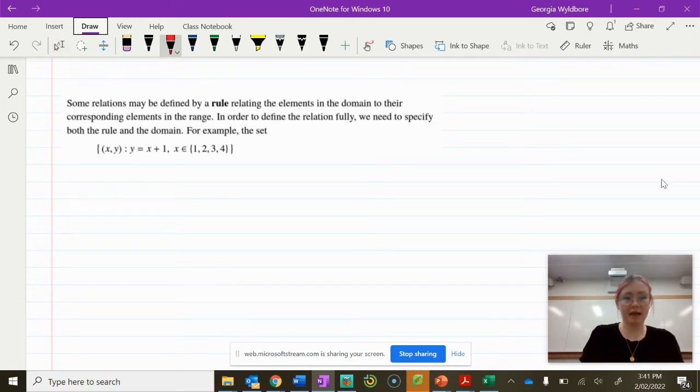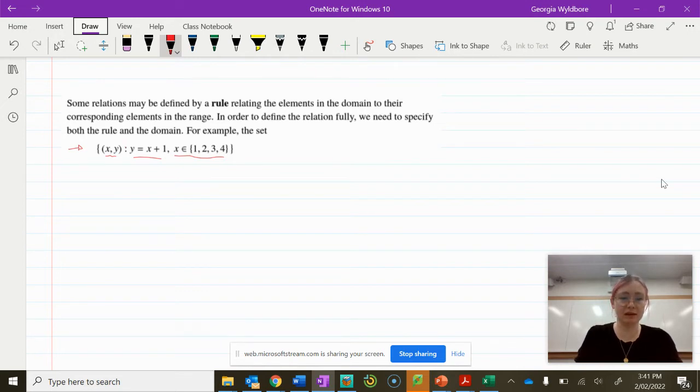So if we look at this set here, we can see that this is the set of (x, y), so the pair of x and y, such that, remember that's what our colon means, y equals x plus 1, where x is an element of {1, 2, 3, 4}. Okay, so x is either 1, 2, 3, or 4.